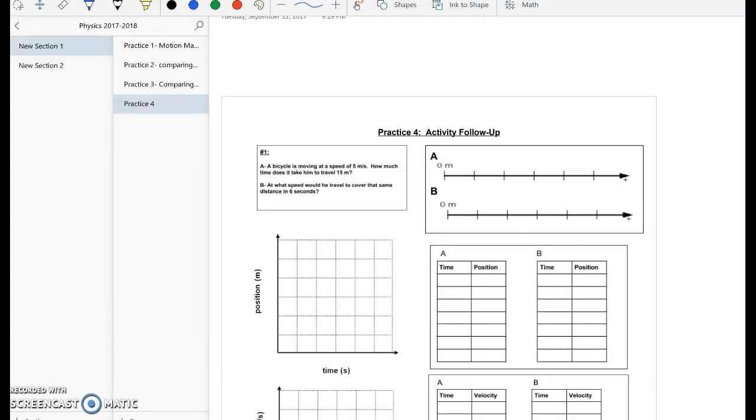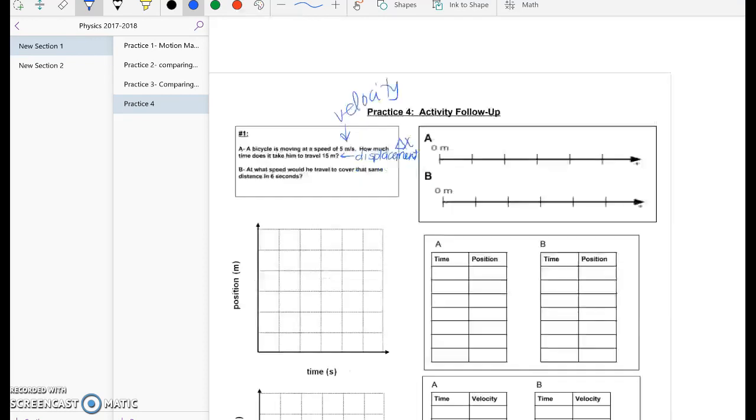I'm going to explain how to maybe think through practice 4. So number 1, it says a bicycle is moving at a speed of 5 meters per second. So 5 meters per second, this is our velocity. Okay, how much time does it take him to travel 15 meters? This is not our position. Well, I mean, I guess it could also be our position, but it's really our displacement, or our delta x.